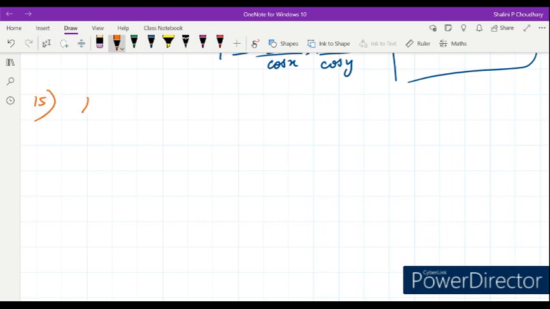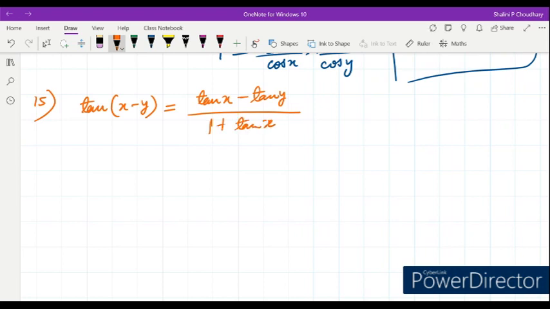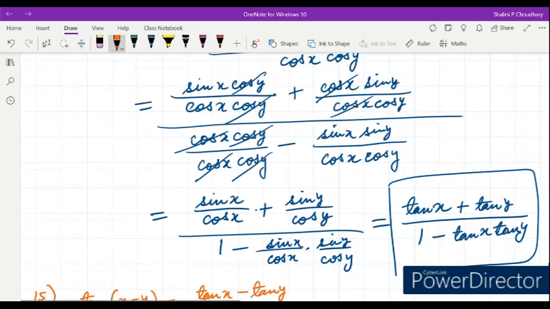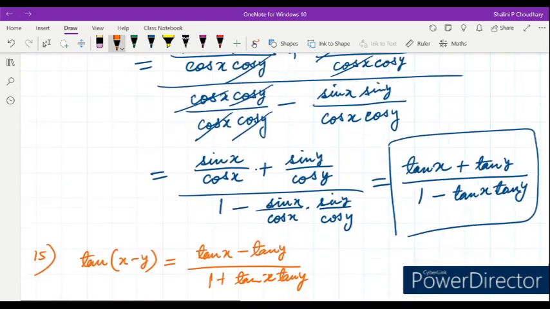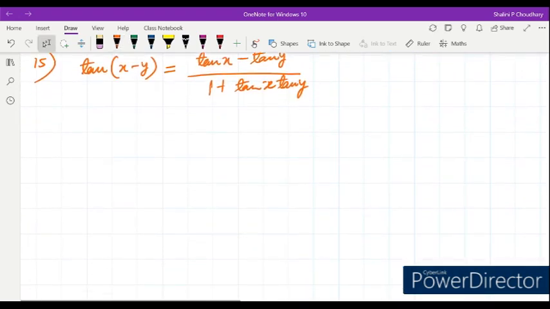Okay, so tan x minus y, okay, that will be tan x minus tan y divided by 1 plus tan x tan y. Okay, so the same derivation, instead of plus we have to keep minus, and sin x minus y divided by cos x minus y will get the value.